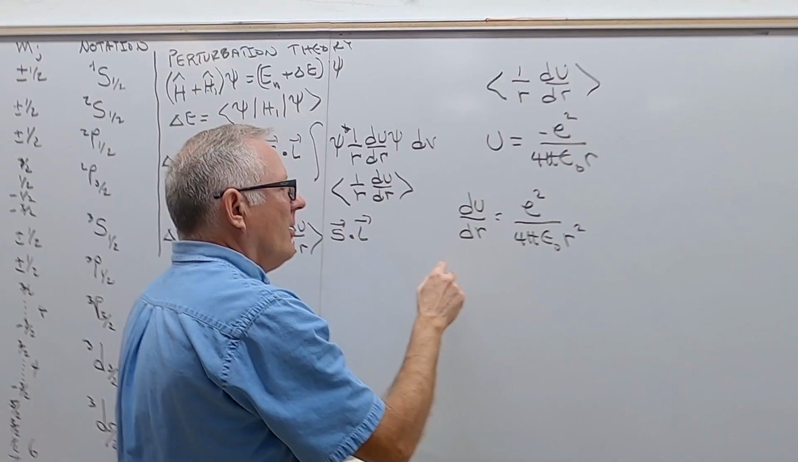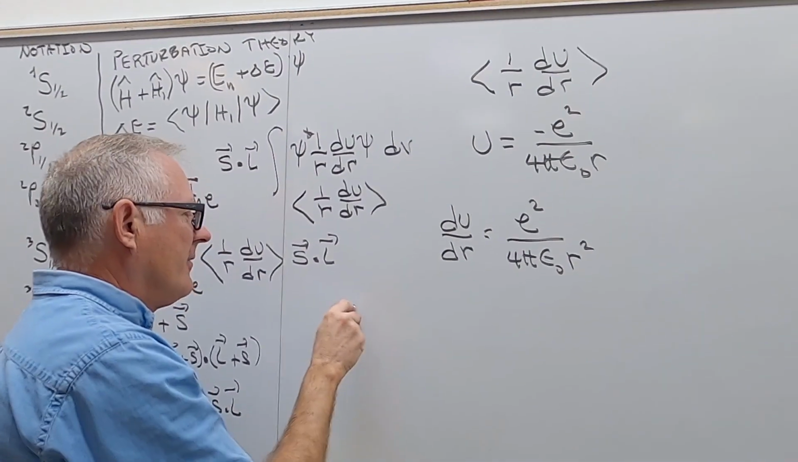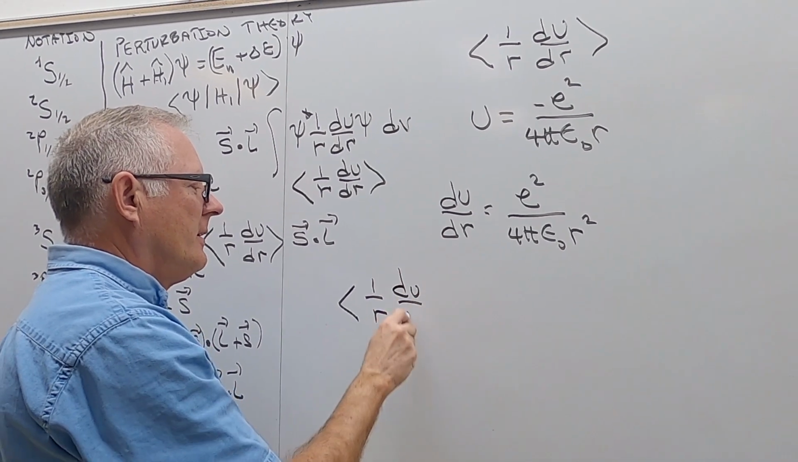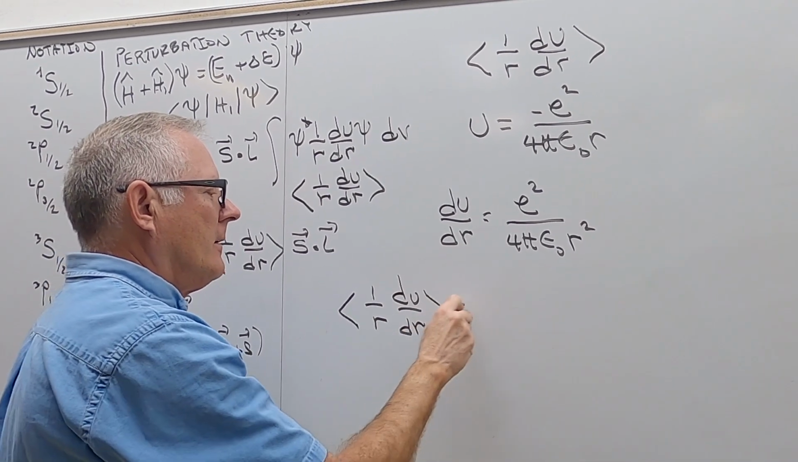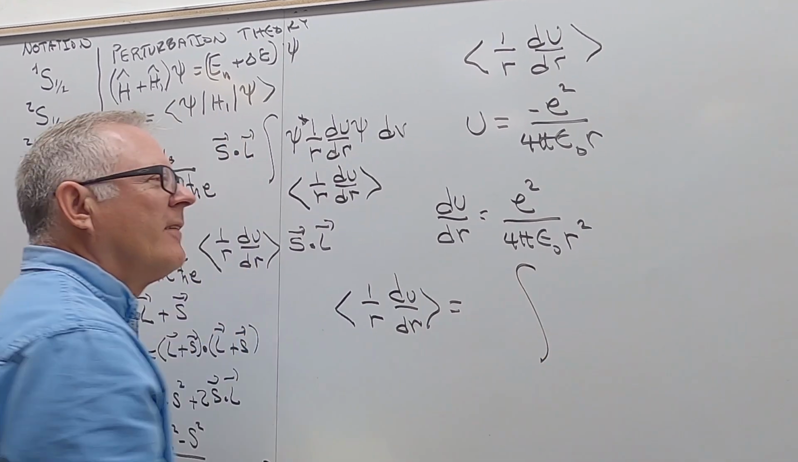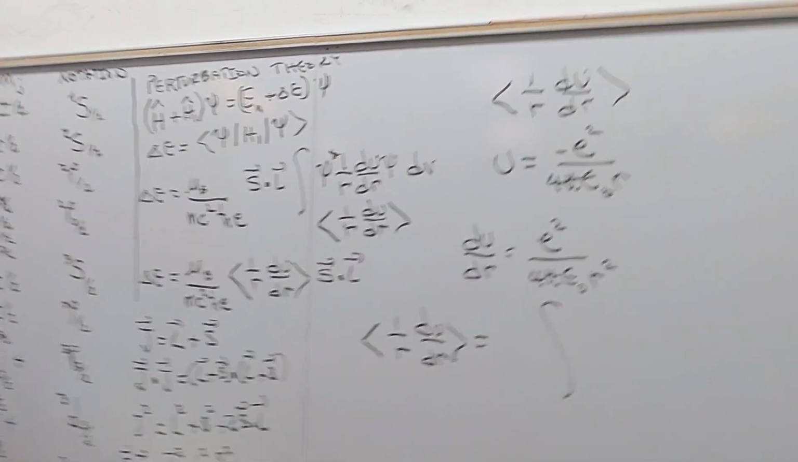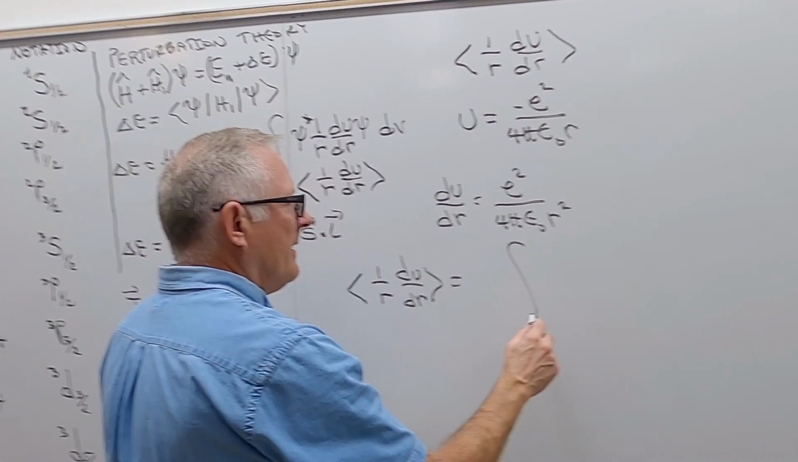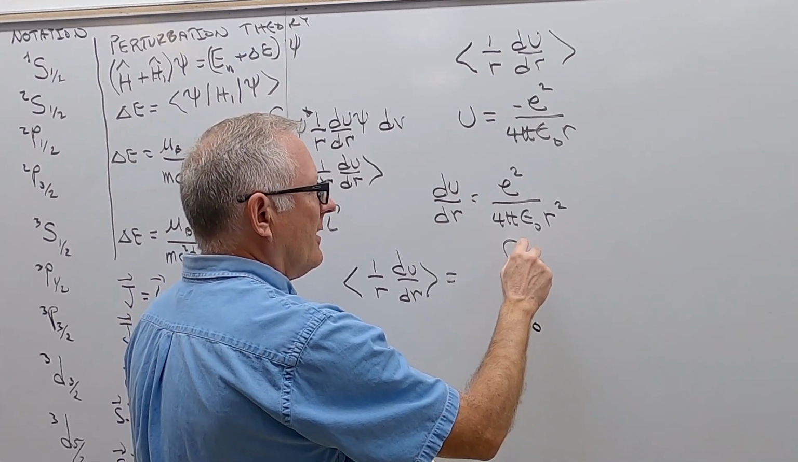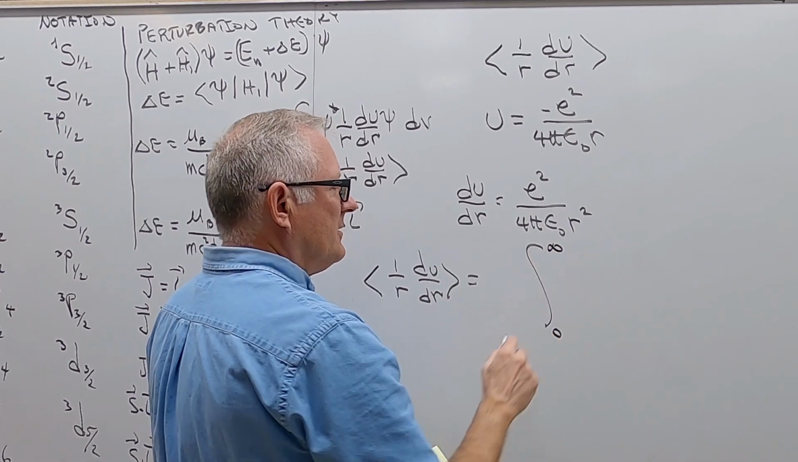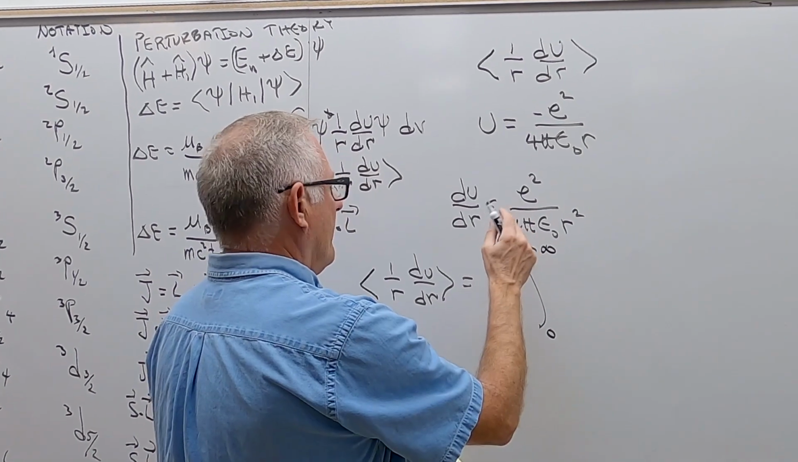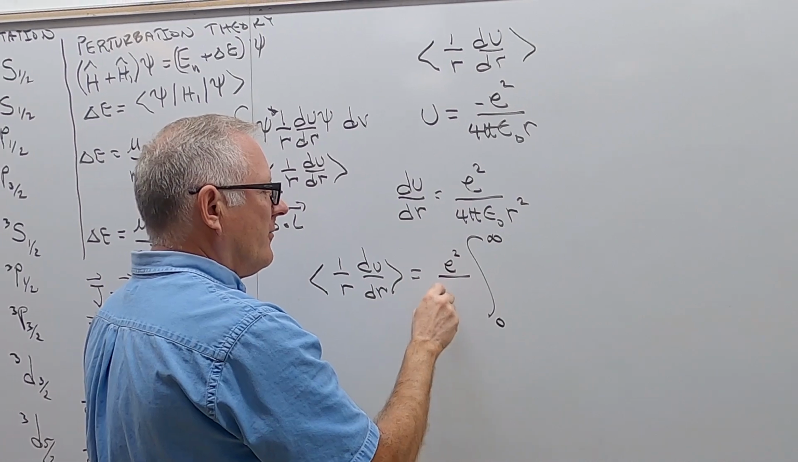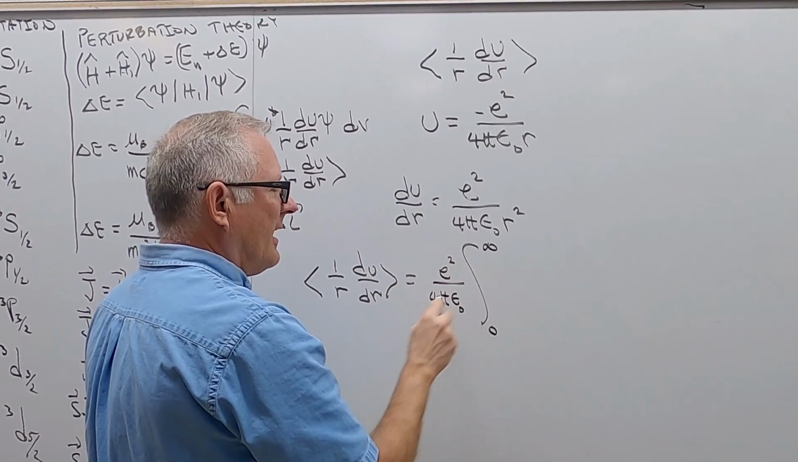So if we wanted to calculate 1 over r du dr, what do we have to do? We only have to integrate over the r because the theta and the phi's, they would just become 1. They're all normalized. So we're just integrating over r from 0 to infinity. I guess I'd have to pull this out in front, this e squared all over 4 pi epsilon naught.